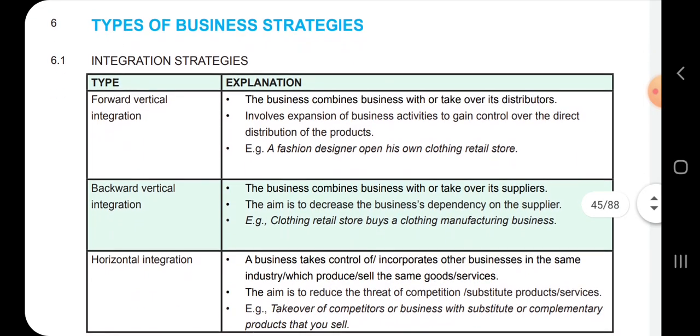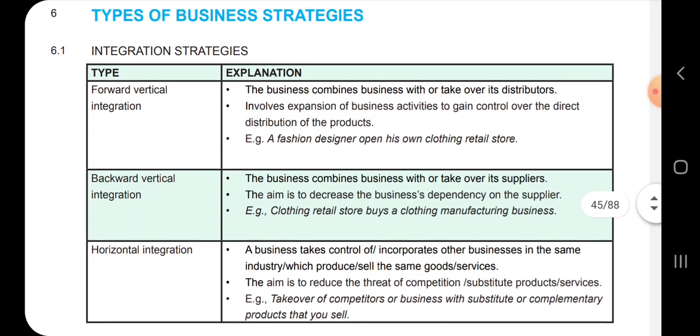Now, types of business strategies. We have types of business strategies. So number 1 is integration strategies. The 3 types of integration strategies are: number 1, forward vertical integration; number 2, backward vertical integration; number 3, horizontal integration. So their explanation explains the different types of integration strategies.